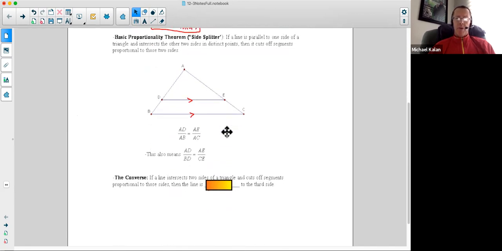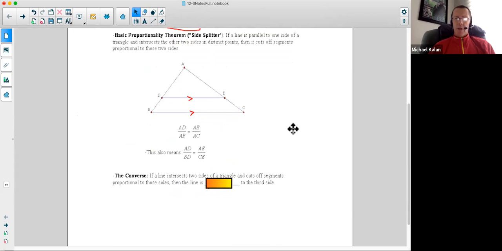Here's the basic proportionality theorem, which I also like to call side splitter, and you'll see why it's called side splitter in a second. All right, if a line is parallel to one side of a triangle and intersects the other two sides in distinct points, then it cuts off segments proportional to those two sides, okay? Notice this hopefully reminds you of something else that we've done. Probably reminds you of the midline theorem, but here we're not talking about connecting two midpoints. We're just saying any points as long as it's parallel.